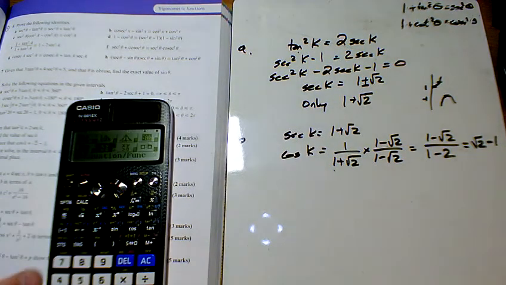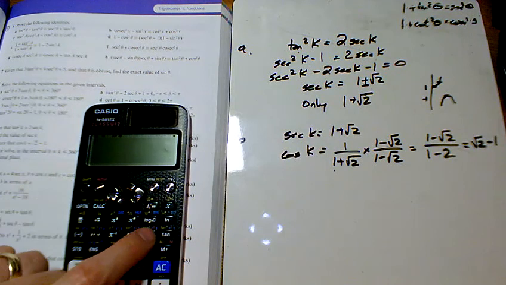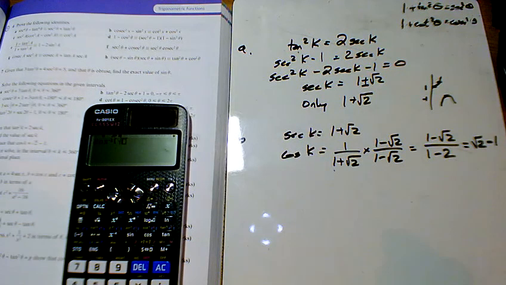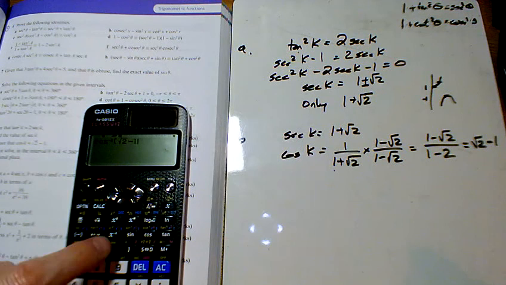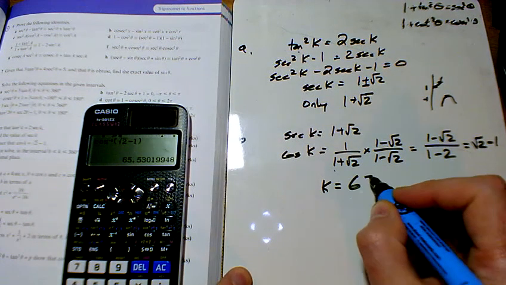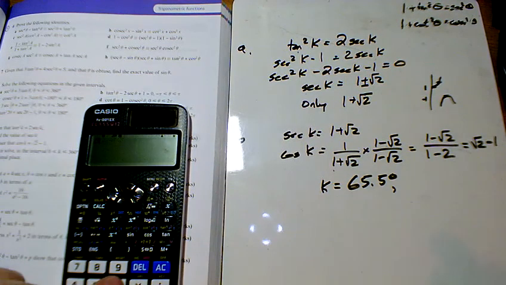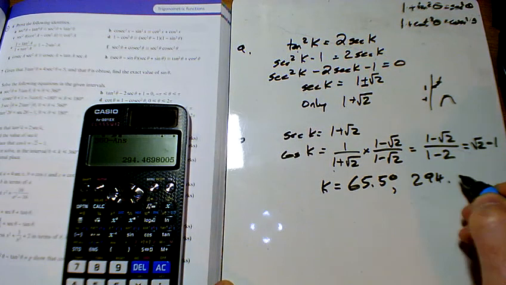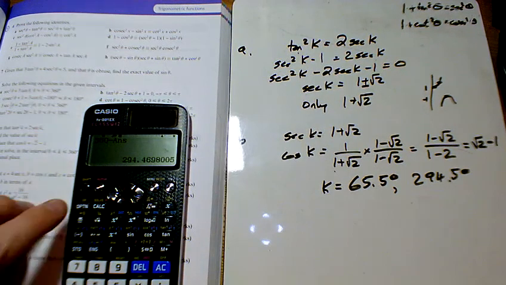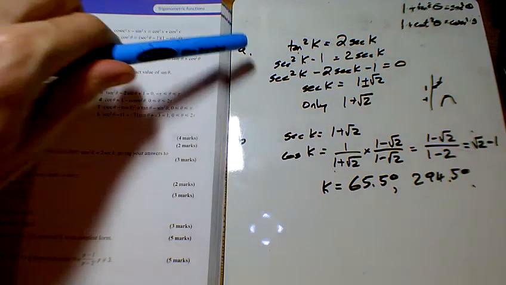And the last bit, go back to the calculator now, and I'm going to do the inverse cos of what we just had here, root 2 take away 1. And so the inverse cos of that gives us that k is 65.5 degrees. Second answer on a cos, 360 minus the answer, gives us 294.5 as well. So nice question, linking some old first year work, some basic trig, along with the more complicated trig there.